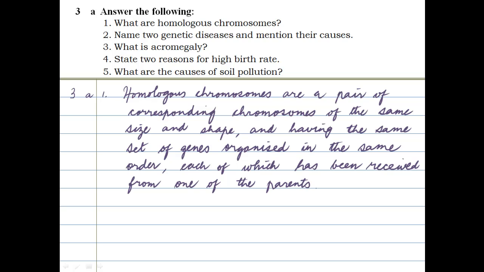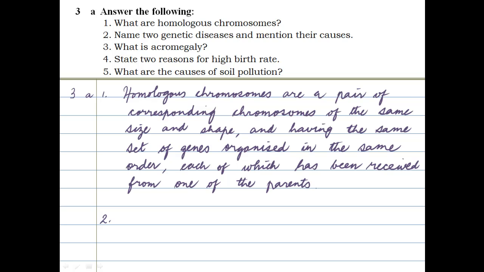I know this was supposed to be brief, but that's worth 2 marks. Anyways, you're going to get 1 mark for this. The second one says, name 2 genetic diseases and mention their causes. As per our syllabus, there's 4 that we've learned. You've got hemophilia, you've got hypertrichosis, the hair on the ears, you've got color blindness, and then you've got baldness, which can't really be called a disease.